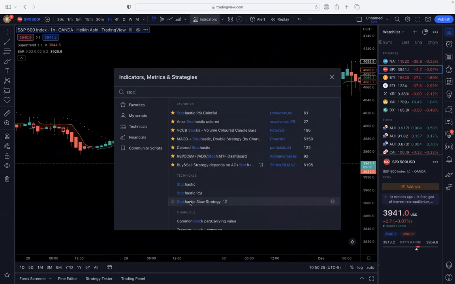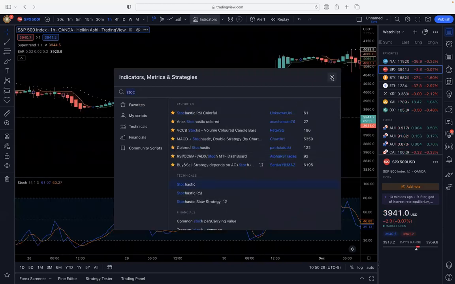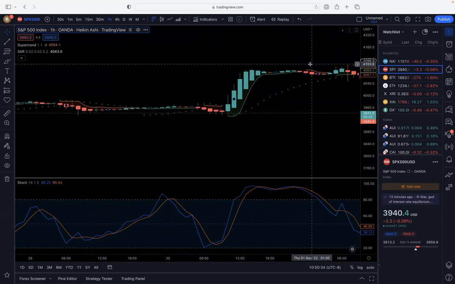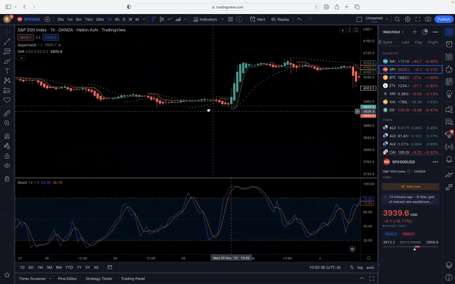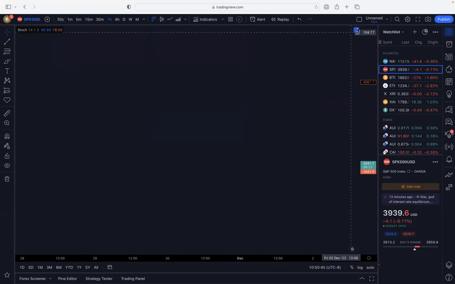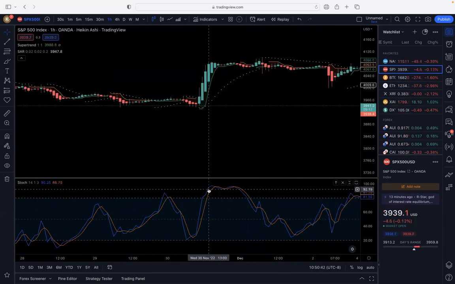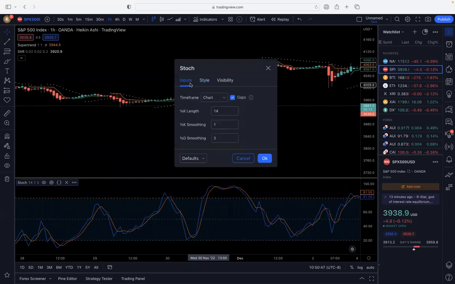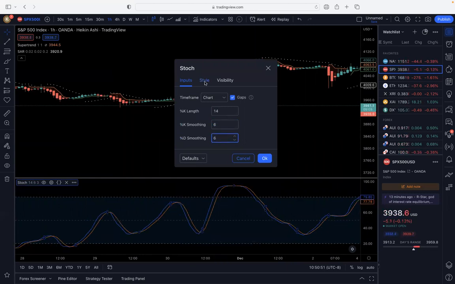And I love the stochastic. It always changes to stock. It gets so annoying. The stochastic is amazing if you ask me. Now, if you don't use it right, you will lose a little bit of money. But if you use it right, it will help you make a lot more money than you lost. Now, the settings that we want on this specific stochastic, and we're going to compound on this information, so just pay a lot of attention to what I'm saying right now, is going to be the 14, 6, and 6.